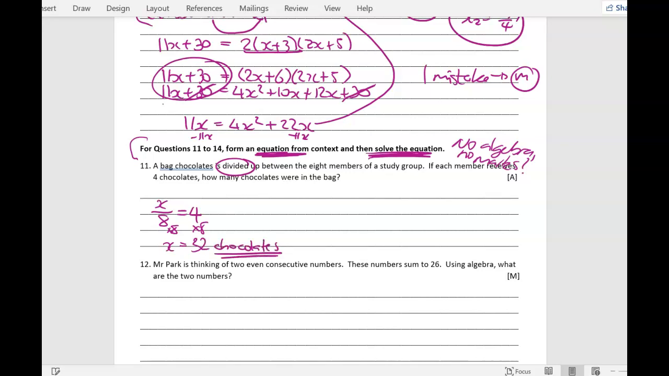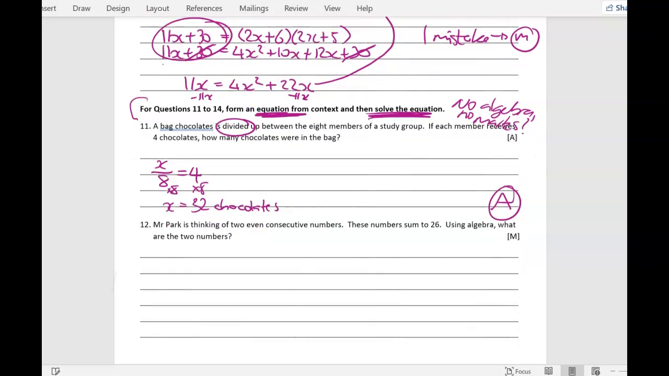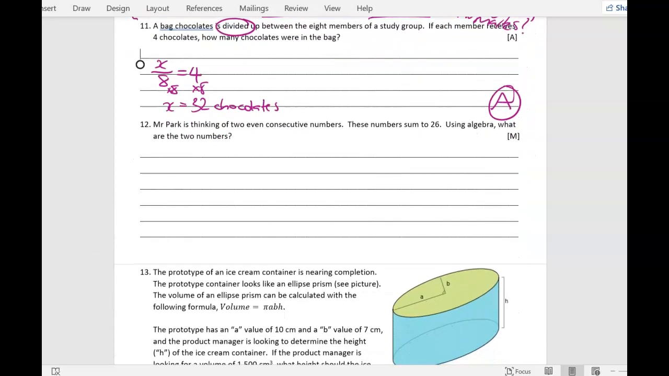You didn't need to write the context of the chocolates there. It's a habit you should get into, but if you told me 32, I was giving you your achieved mark. But do start adding in context as well. So we've got Mr. Park.